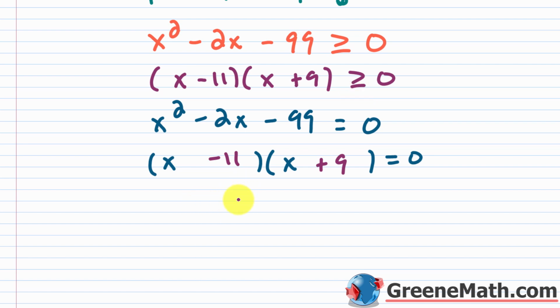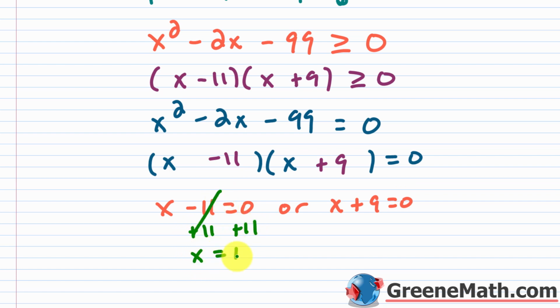Okay, so I'm just going to solve this using my zero product property. So x minus 11 equals 0, or x plus 9 is equal to 0. From here, let's add 11 to both sides of the equation. Cancel this away. We'll get x is equal to 11. Or, over here, let's subtract 9 away from each side of the equation. Cancel that away. We'll say x is equal to negative 9.